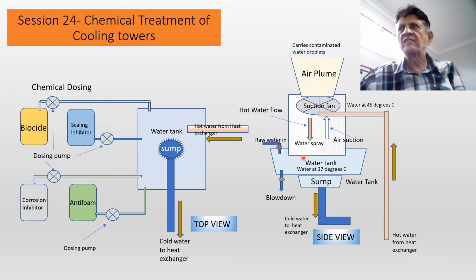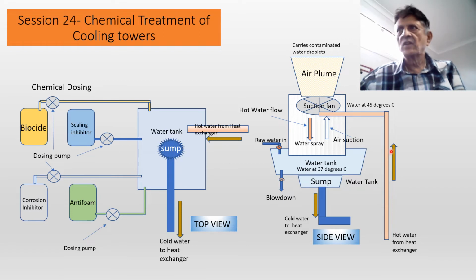If you look at the right side of the diagram, this is a side view where the tank at 37-38 degrees is sited, and this is where you have the fins, etc. The suction fan will suck air from the side to upwards, and this is an air plume which will contain water droplets, which will contain all these chemicals, as well as any bacteria that may be there.